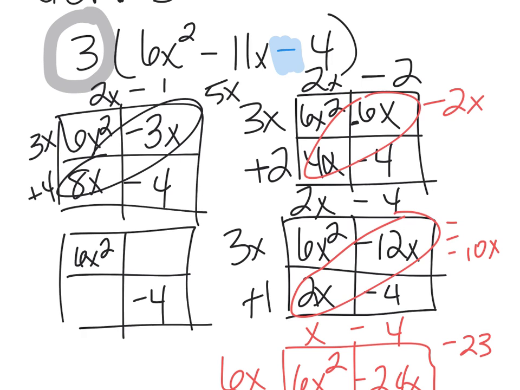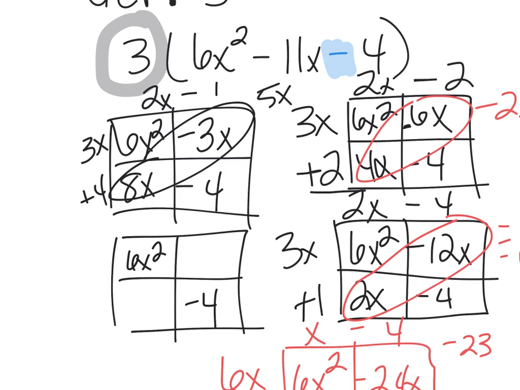Let me scooch this over. I keep running into the side. Okay, so 3x and 2x. So, let me think. Negative 4, let me try negative 4 here. Positive 1 here.